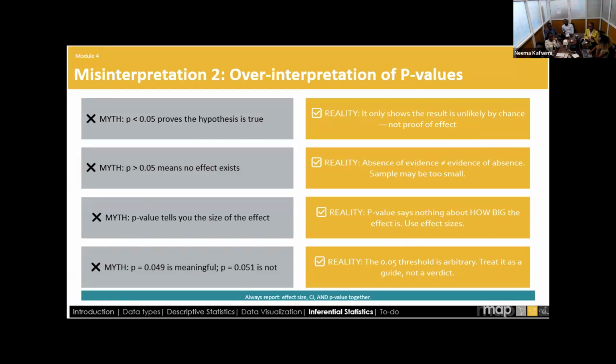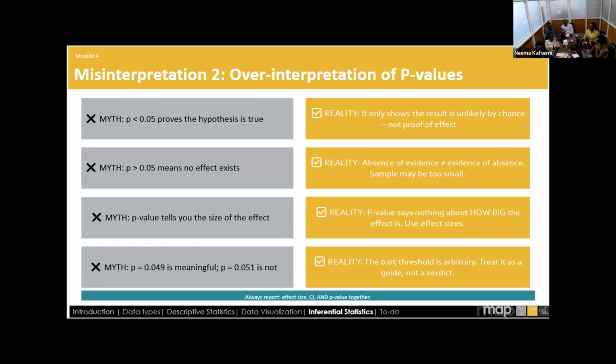The other misinterpretation is over-interpretation of the p-value. In reality, the p-value only shows the result is unlikely by chance. Absence of evidence is not equal to evidence of absence. This reflects the example that I showed you previously. A p-value says nothing about how big the effect is. That is what effect size is for. So when you're reporting findings and you cite a p-value, you also have to put the effect size. We want to know how large is the effect.